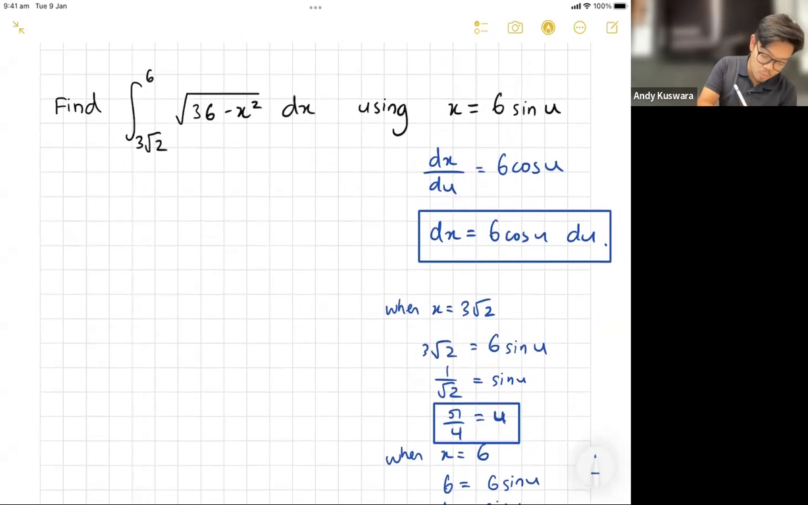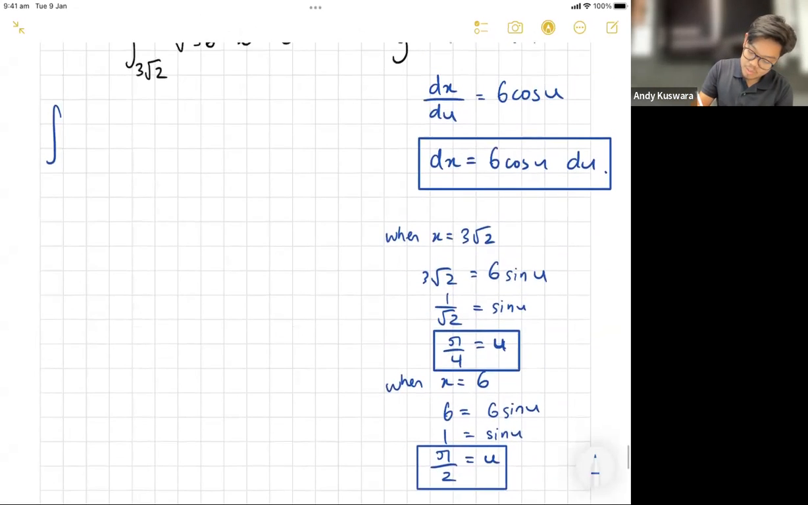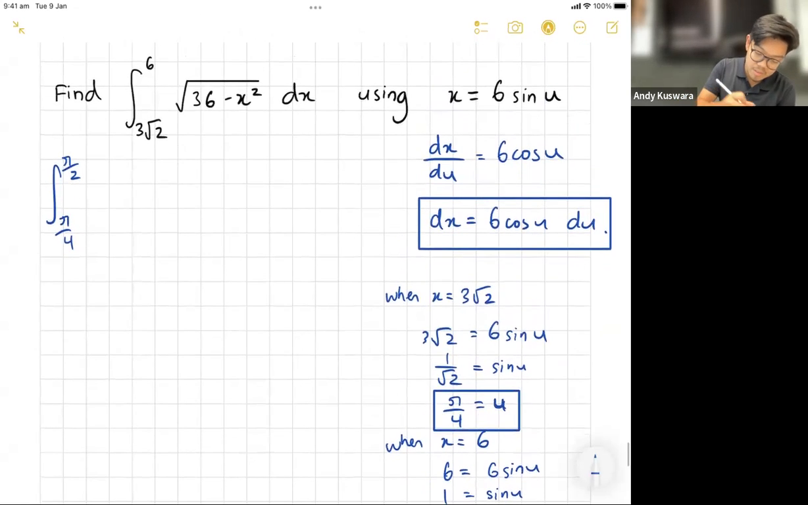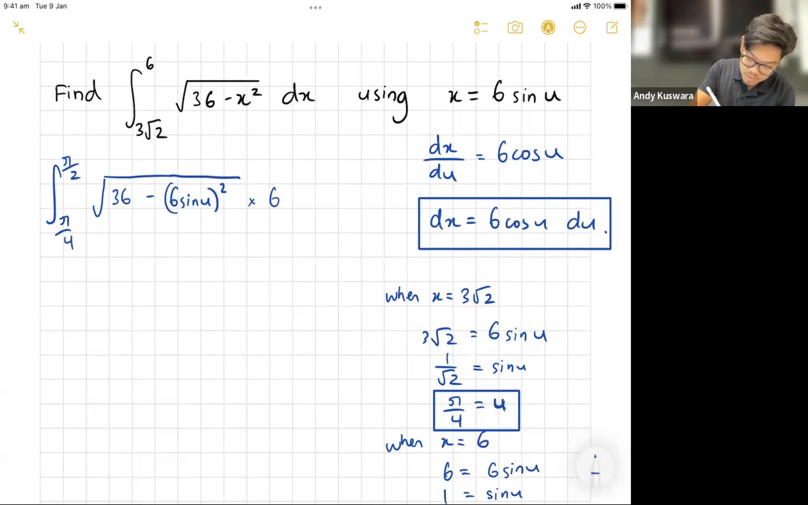Now let's work with what we've got here. So we're going to have now the integration between pi on 4 and pi on 2, because that's our new bounds, and it's going to be the square root of 36 take away 6 sine u squared. So I've just replaced that. Instead of dx, I'm going to write 6 cos u du, because that's what my dx is.